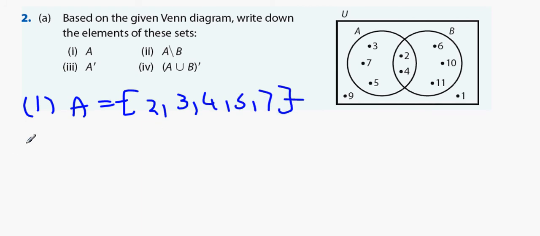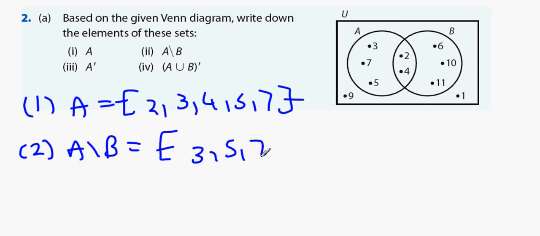Number 2, A less B, which means everything that's in A that is not in B is going to be 3, 5, and 7. Remember, A less B is everything that's in A that cannot be in B, which is just this part here.